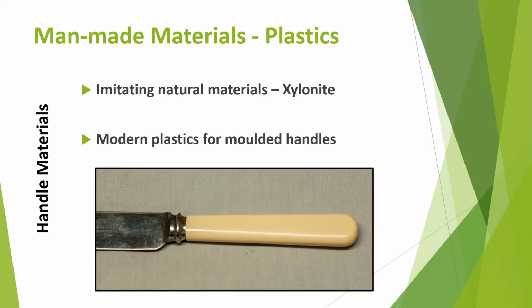These were intended to imitate natural materials like ivory and mother-of-pearl, and as they became more sophisticated were difficult to distinguish from the actual materials themselves. The first plastics were made from celluloid in the late 1800s, like ebonite. Synthetic plastics made from oil appeared in the 1950s. Xylonite was one of the most widely used, even though it was highly flammable, making manufacture problematic. Most handles today are made from synthetic plastics.